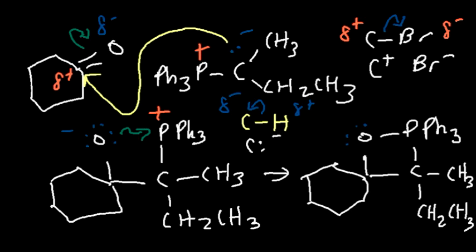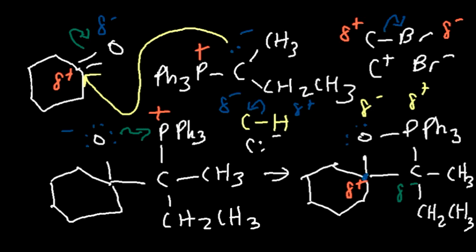Oxygen is more electronegative than phosphorus. So oxygen bears a negative charge, phosphorus bears the positive charge. This carbon atom is partially positive with respect to the oxygen atom. And the carbon that's attached to phosphorus, this carbon is partially negative because carbon is more electronegative than phosphorus.